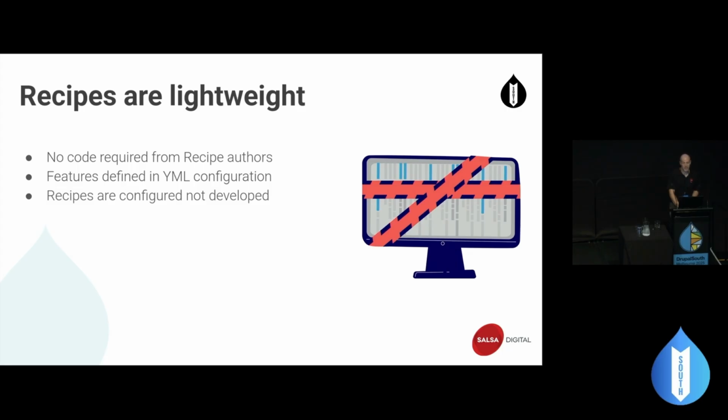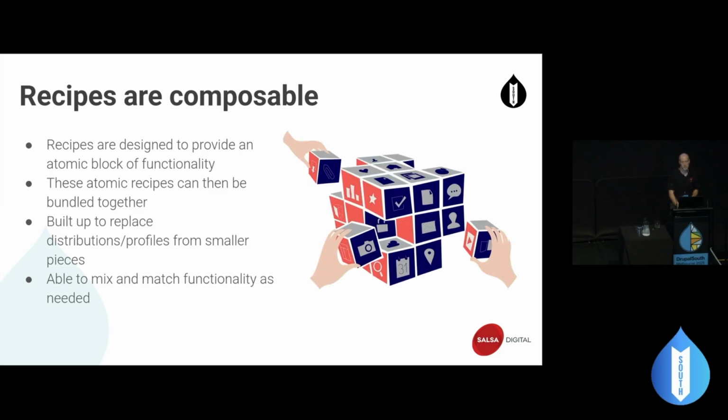So, what do we mean by lightweight? Recipes are configured. There's a YAML file. You write out what tasks you want to undertake in your recipe, and that's backed by an API within Drupal. And they're designed, I guess, to be joined together and composable. So, recipes are designed to provide an atomic block of functionality and split down, although you can go as monolithic as you want. Then in turn, you join these atomic blocks together and bundle them into recipes, and then join recipes into larger recipes, which you can slowly build up into larger distributions and profiles, and basically mix and match the functionality as you author your recipes.